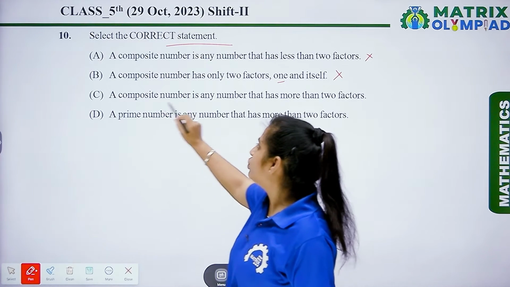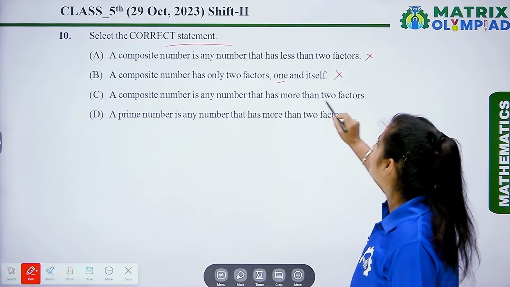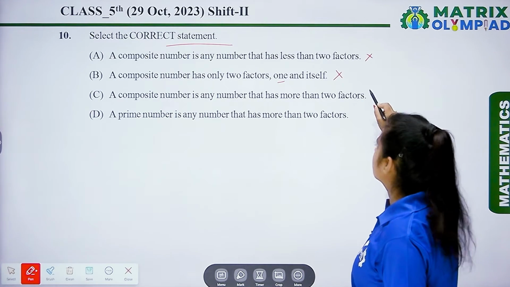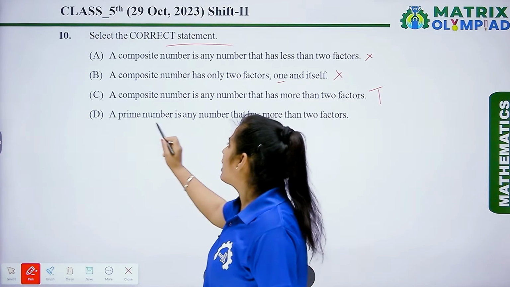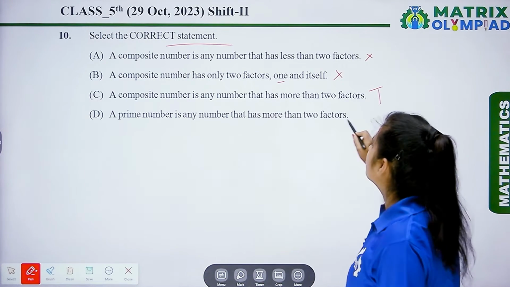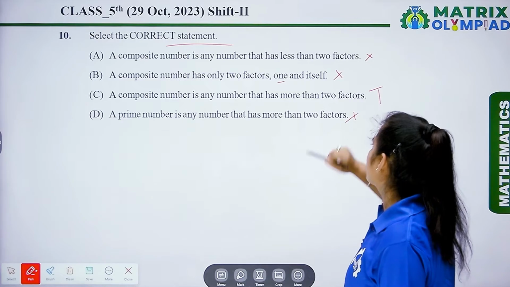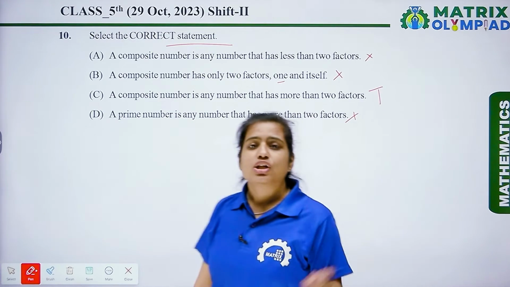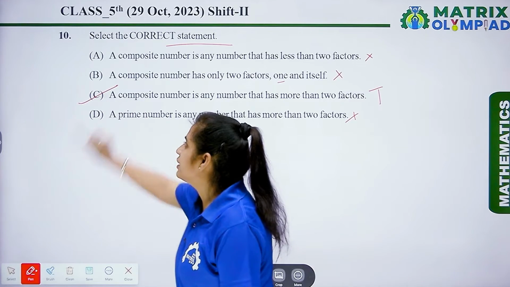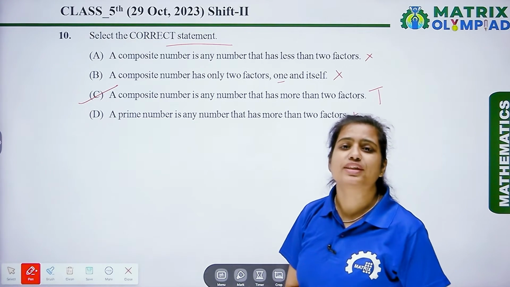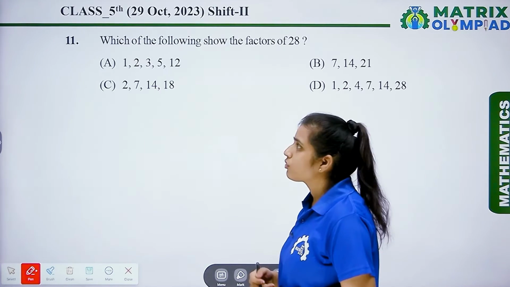Next is, a composite number is any number that has more than 2 factors. Yes, this statement is true. And the last one is, a prime number is any number that has more than 2 factors. So this statement is also false. So according to the question, the correct statement is option C. So here option C is the correct answer.